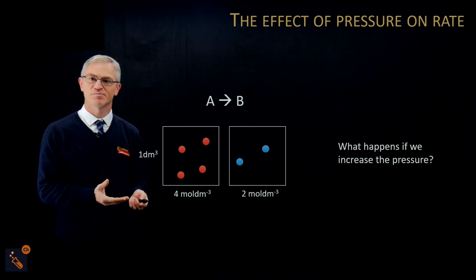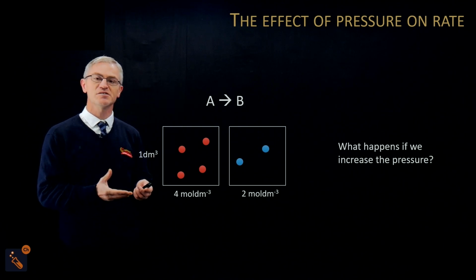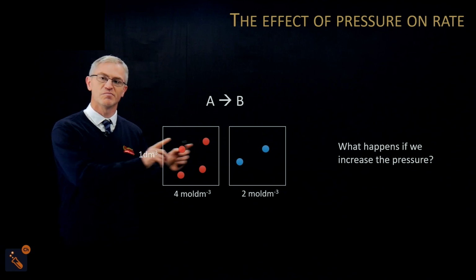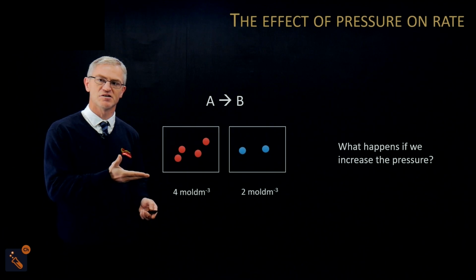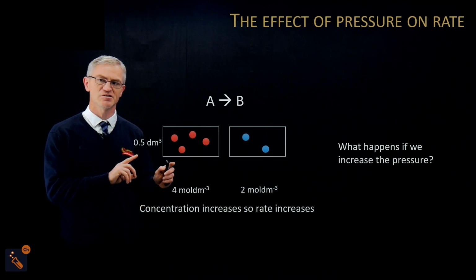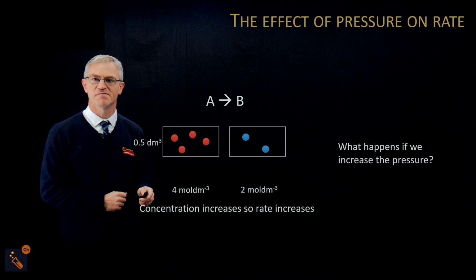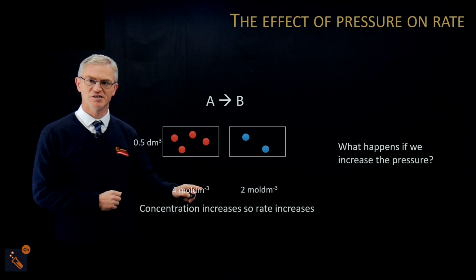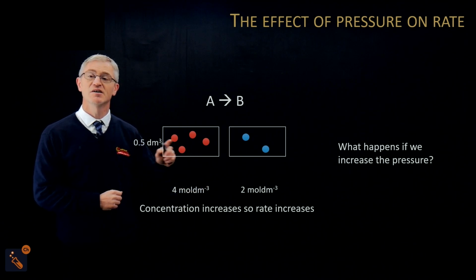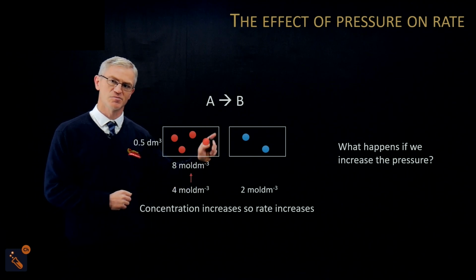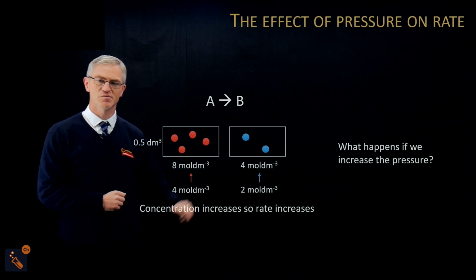And then we increase the pressure. There are 2 ways of increasing the pressure. One way is to pump more particles in, which would increase the concentration. The other way is to reduce the size of the container. You can see here we've reduced the size of the container by half. That means we now have half a decimeter with 4 moles in, so 1 full decimeter is going to have 8 moles per decimeter cubed. And the 2 will go to 4 moles per decimeter cubed.